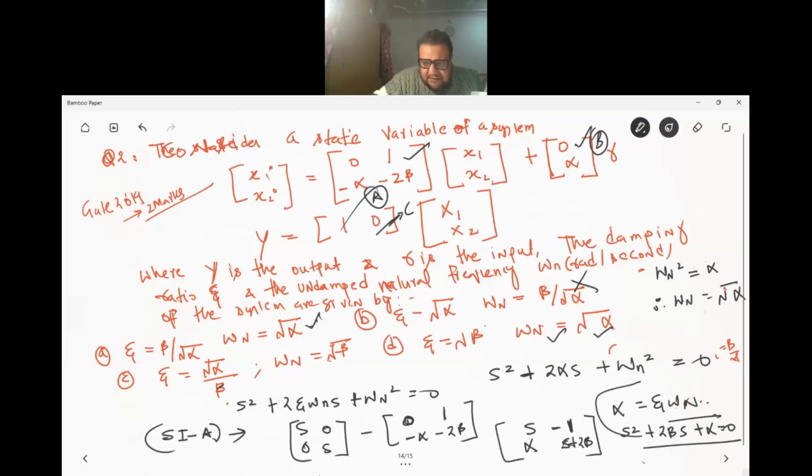And now for zeta, definitely I will check for this also. So 2 beta s is equal to this. Just compare with the standard equation, 2 zeta omega n s, and you will just calculate. So 2 beta s is equal to 2 zeta omega n, where omega n is root of alpha, right? Alpha into s cancels, correct? We need the value of zeta. So the zeta value is equal to beta by root alpha. So this is the correct answer for this.